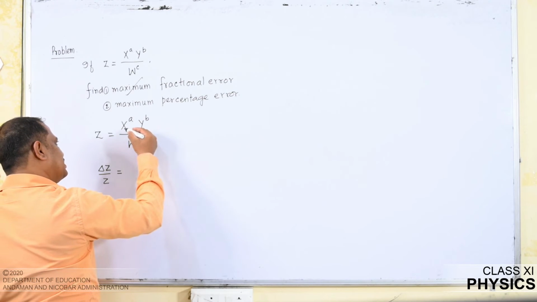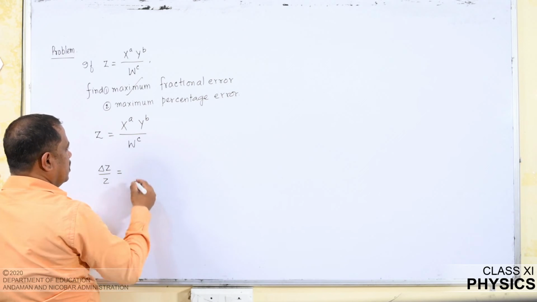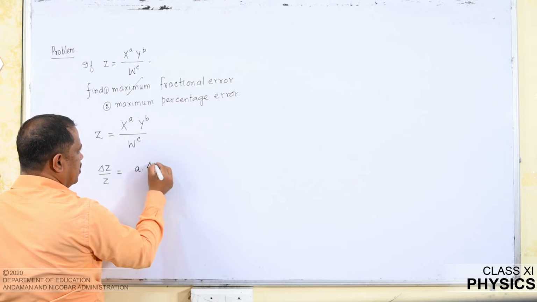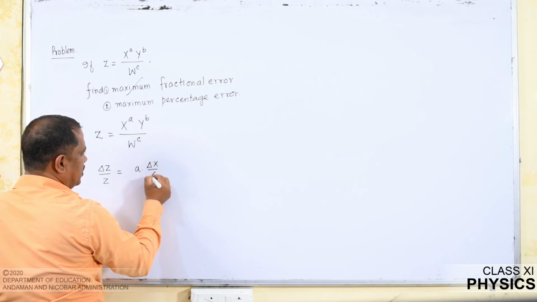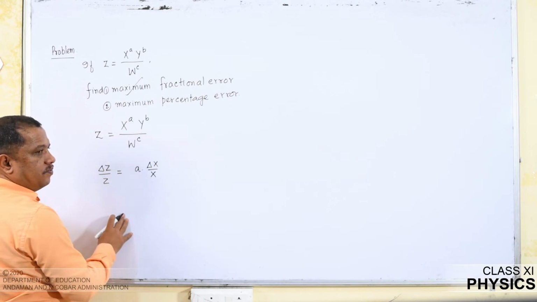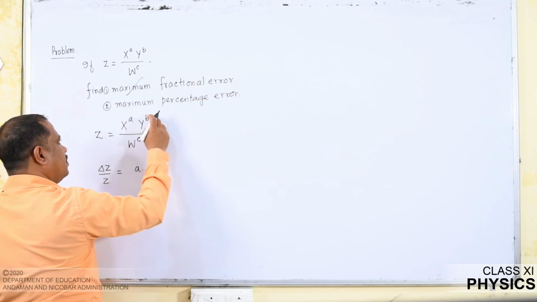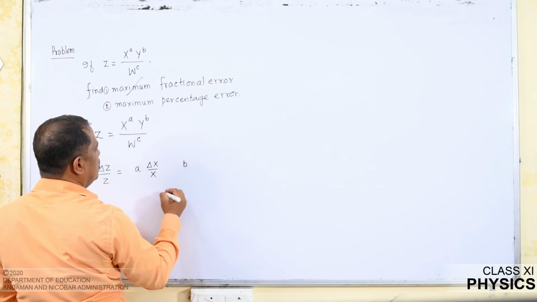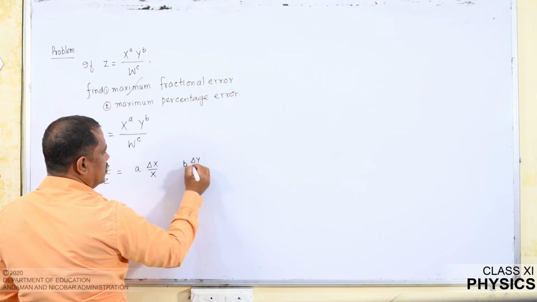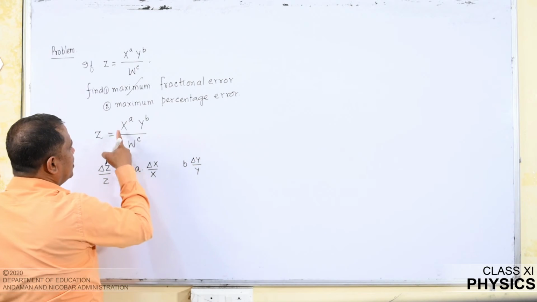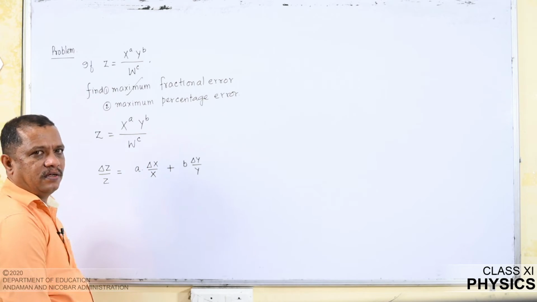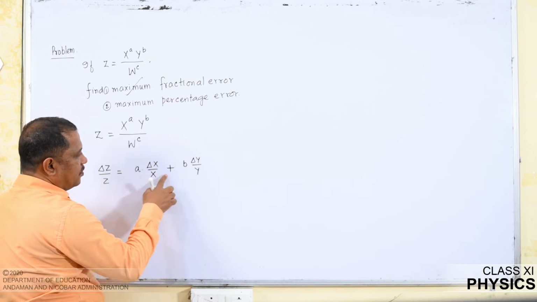you see x is raised to power a. In that case, power times the fractional error delta x over x. This will be the error for x power a. Y power b, what will be the maximum fractional error? This is going to be b delta y over y, but they are in product and therefore their total fractional error is going to be the sum of the two errors.